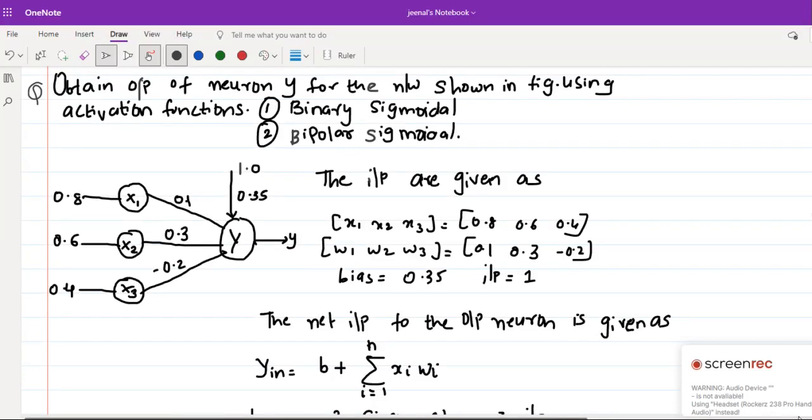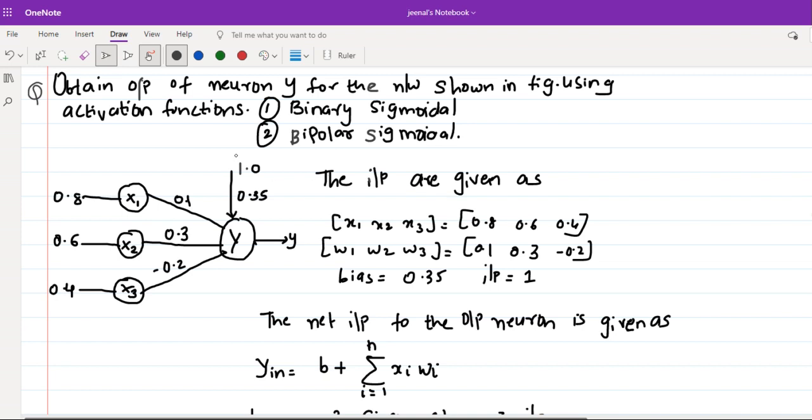In this video, we'll be discussing another numerical on artificial neural network. So the question is, obtain the output of the neuron Y for the network that is shown in the figure using the activation functions. The first activation function is binary sigmoidal and the second activation function is bipolar sigmoidal. So let us look at the architecture first.